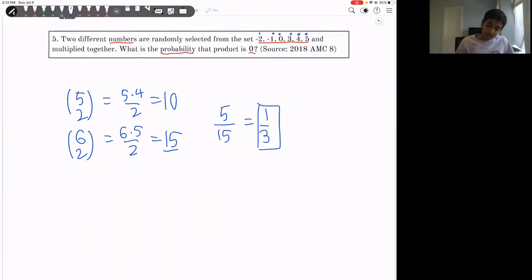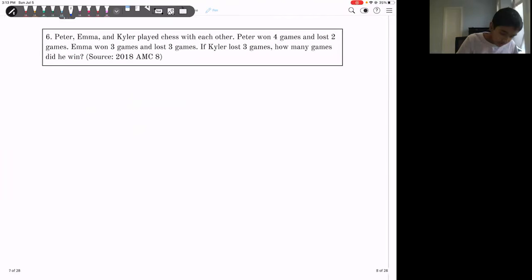Okay, so now let's move on to number 6. Peter, Emma, and Kyler played chess with each other. Peter won 4 games, lost 2 games. Emma won 3 games and lost 3 games. If Kyler lost 3 games, how many games did he win?